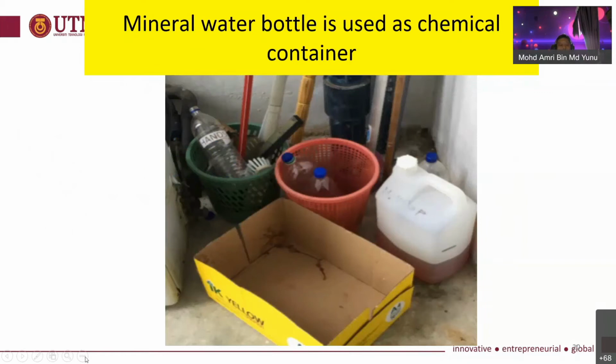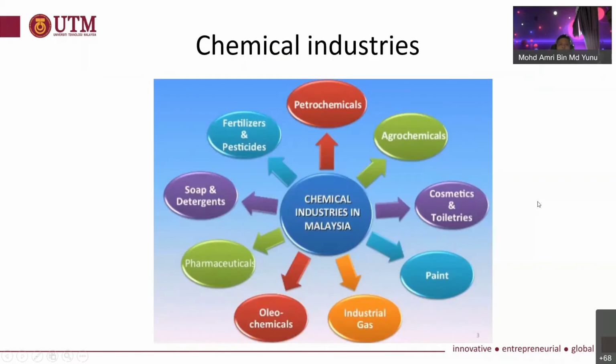This one, improper storage of chemical. Perhaps that is a cleaning soap, but still, those are chemicals. So there are many more types of chemical in the industry: fertilizer, petrochemical, soap, oleochemicals, agrochemicals, paint, pharmaceutical.